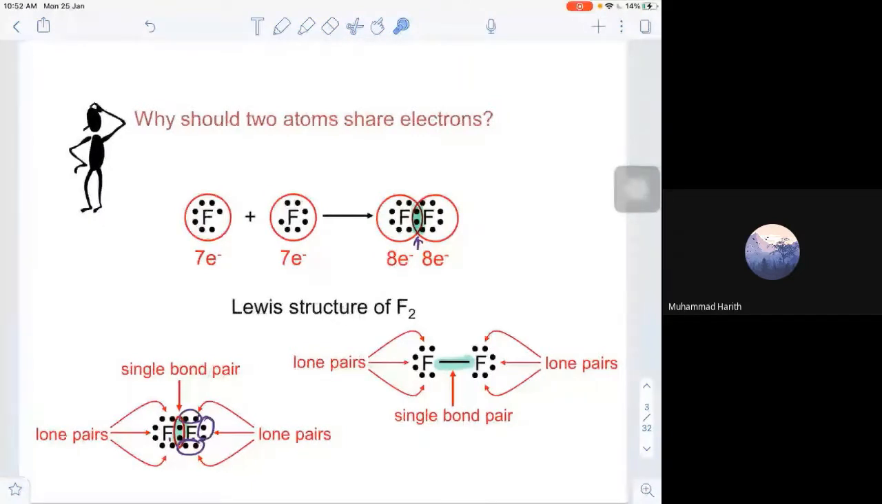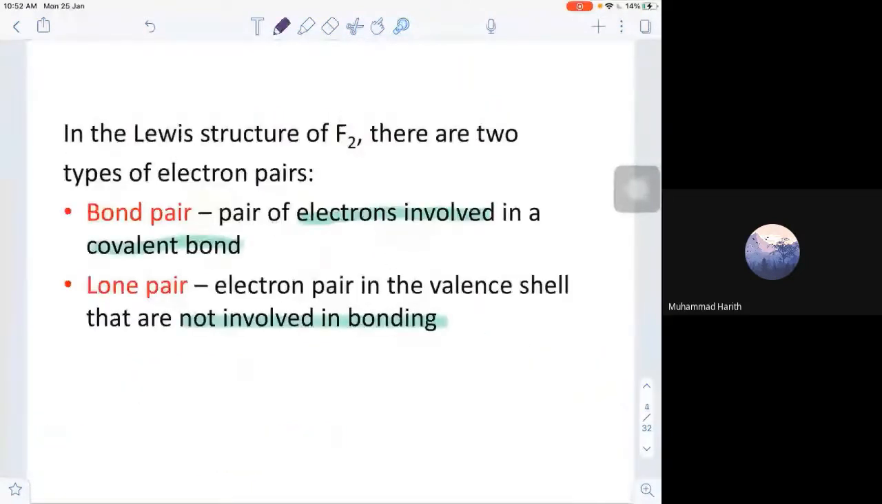Okay, so if we have a structure of HF, for example. How many electron pairs are around the hydrogen? Around the hydrogen, it has only 1 electron pair. What is the type of the electron pair around the hydrogen? It is a bonding pair. So hydrogen has 1 bonding pair.